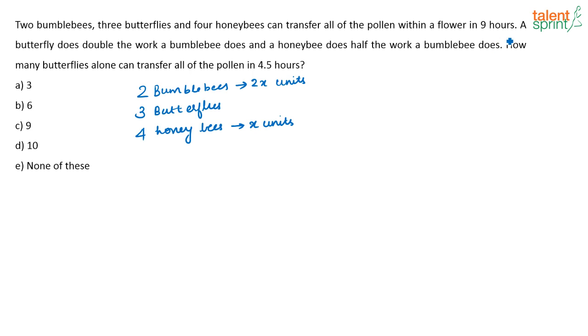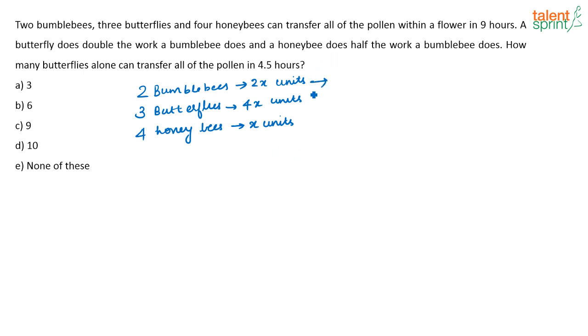Similarly, they have told here that a butterfly does double the work a bumblebee does. So butterfly does double the work, or butterfly does 4x units of work in 1 hour. So one bumblebee does 2x units in 1 hour, one butterfly does 4x units in 1 hour, and one honeybee does X units in 1 hour.